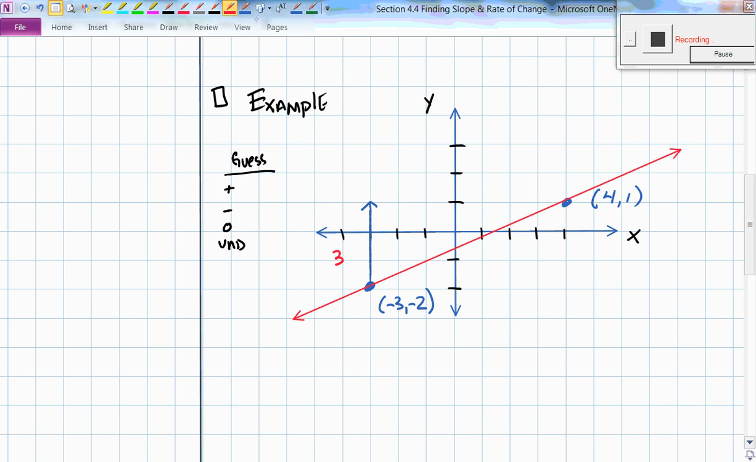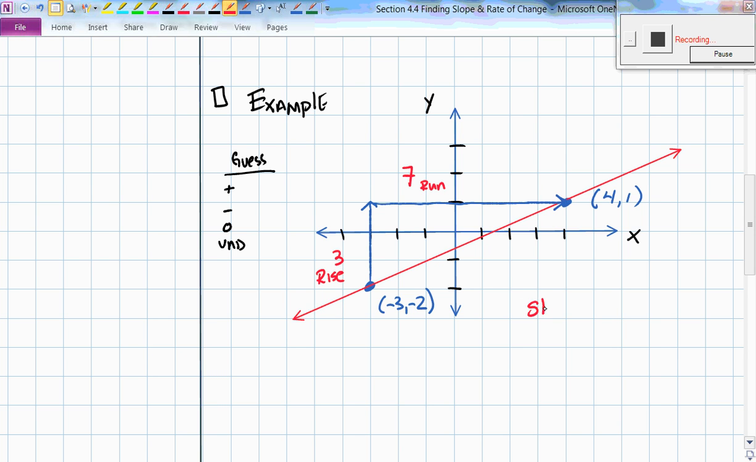Okay, good. Now, let's do the run. How far over do you have to go to get to that point? Let's see here. 1, 2, 3, 4, 5, 6, 7. So this direction is 7. You guys with me so far? Now the slope is the rise, which in this case was 3 units, divided by the run, which in this case was 7 units.